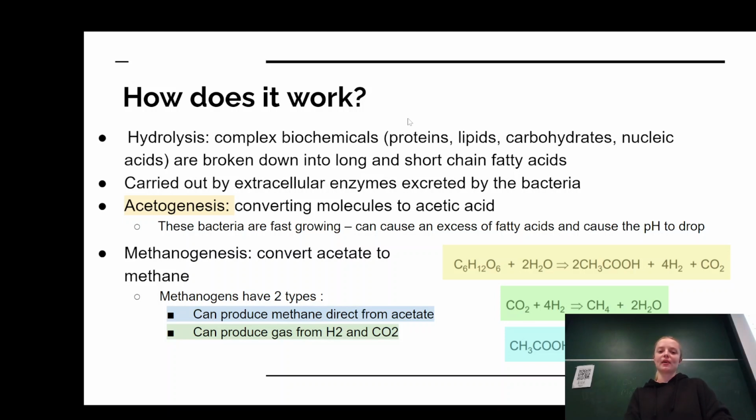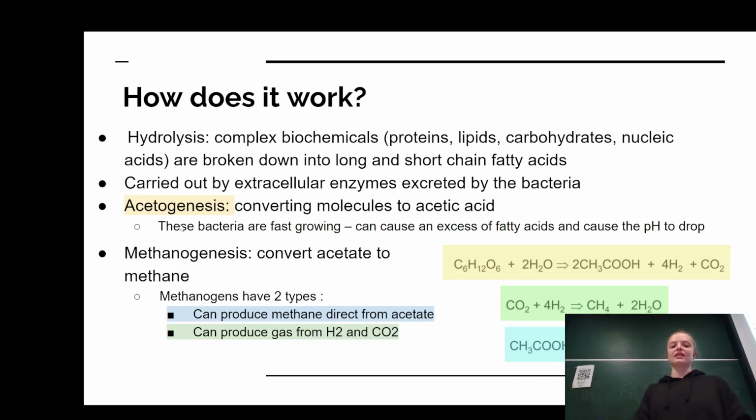So let's talk about how it works. These equations were also in last year's exam, so unfortunately you do have to remember them. First off, we have this process called hydrolysis. Complex biochemicals such as proteins, lipids, carbohydrates, and nucleic acids are broken down into long and short chain fatty acids. It's carried out by enzymes, which are excreted by the bacteria that's in that wastewater.